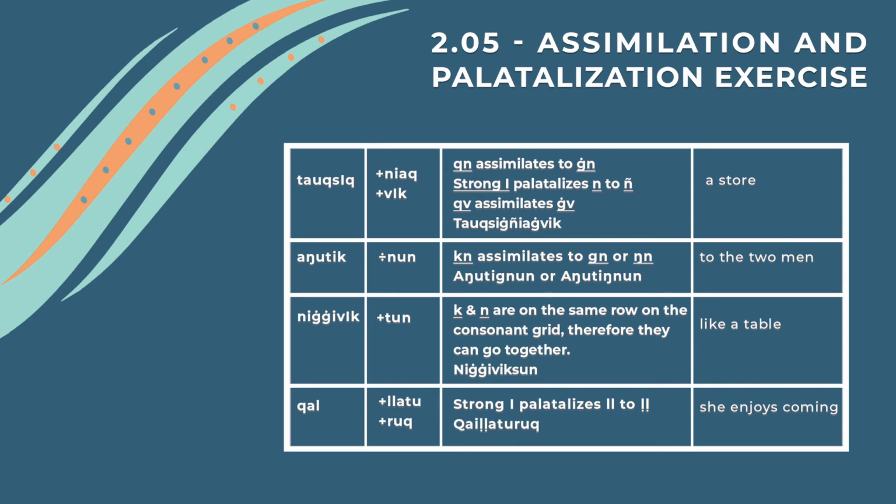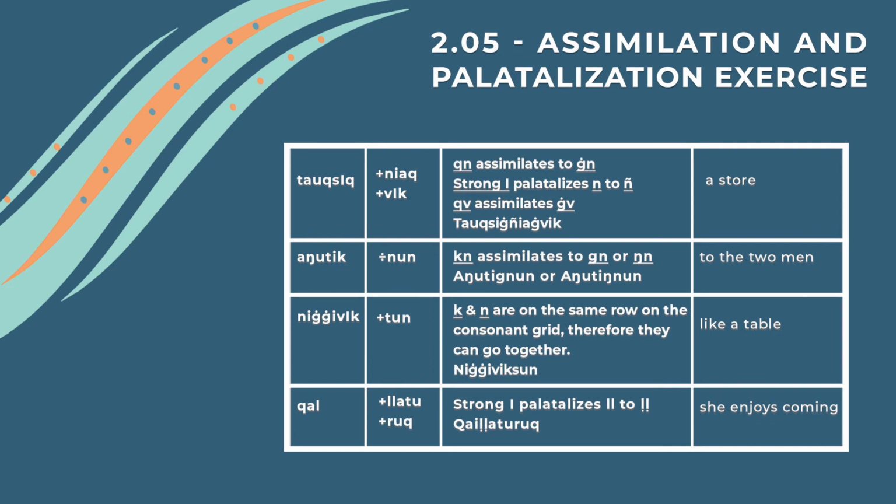Nirlevik plus tun. K and N, they are on the same row on the consonant grid, so therefore they can go together. Nirleviktun. However, because of the strong I, it changes. You can't have IKT together. It changes to IKS. So it would be nirleviksun.